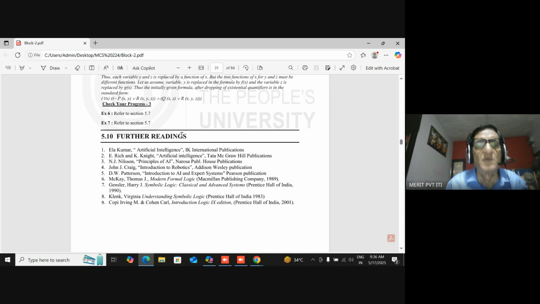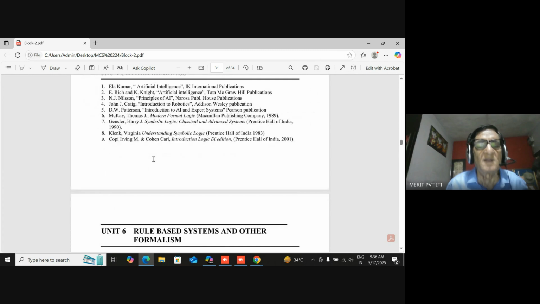Rich and Knight's book is old, but now there are a lot of other books from 2001, and then that is Kopi and Cohen. There is Patterson's book, Introduction to AI and Expert Systems. So these are the books, which Rich and Knight is. I was very fond of this book because it was from '93 and all that.